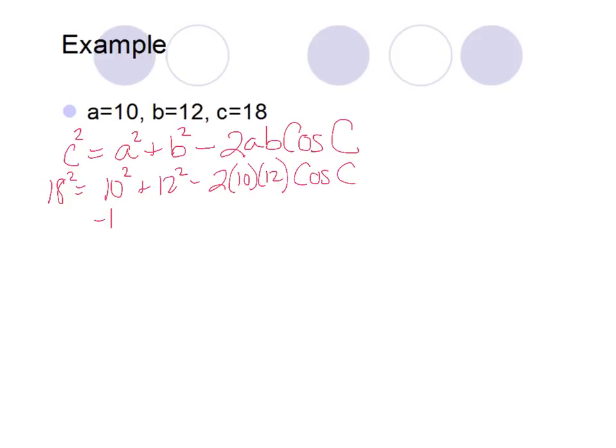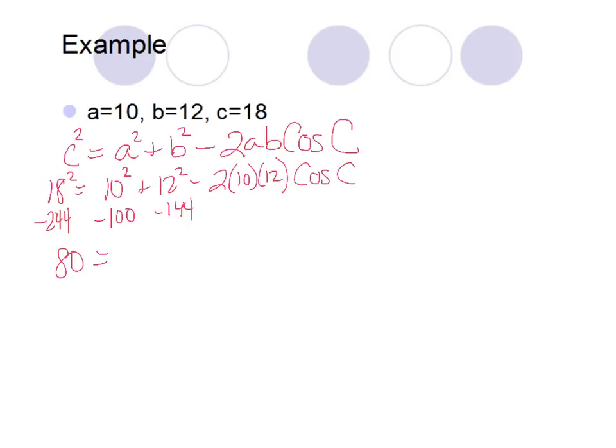You want to go ahead and move these two things over. I'm going to subtract 100. I'm going to subtract 144 over on this side. So basically I'm subtracting 244 from 18 squared. So let's type that in our calculator. Just do 18 squared minus the 100 and minus the 144. And you get an 80.